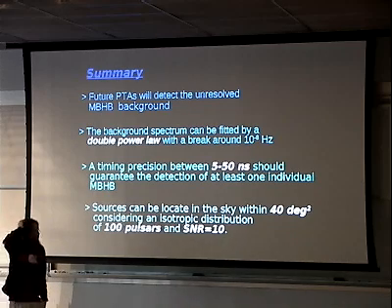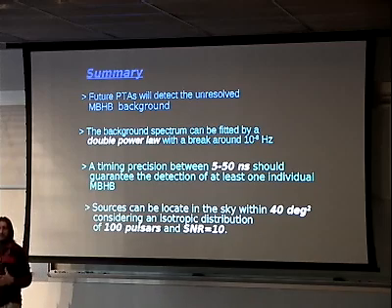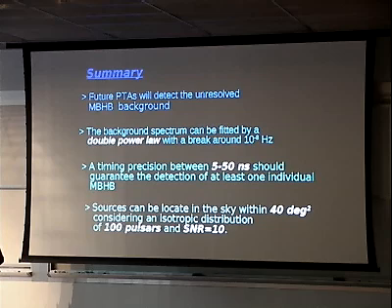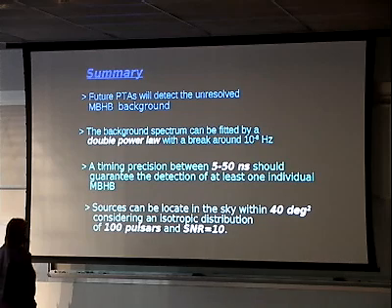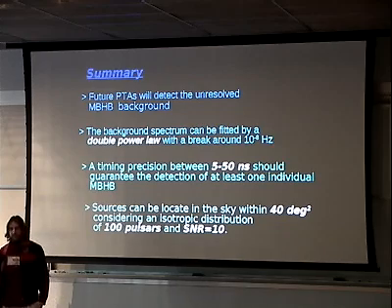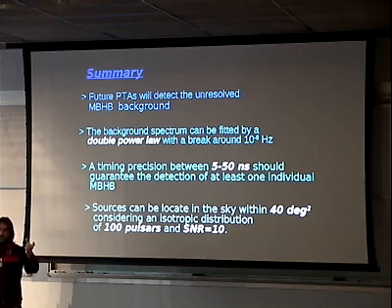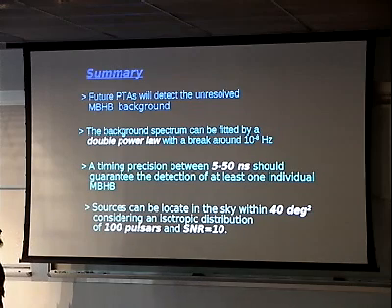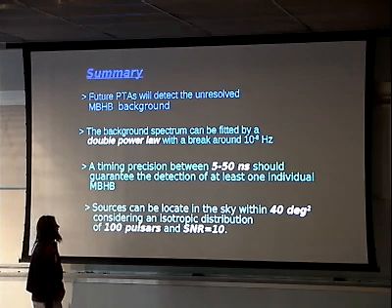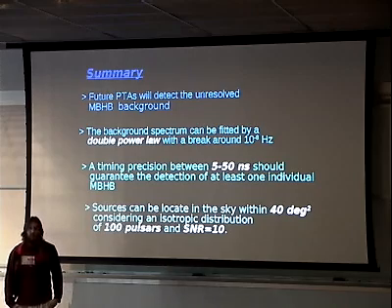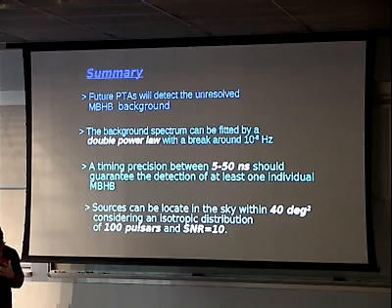But okay, detecting a background is nice and whatever, but people also want to detect a real gravitational wave from a single source. To do that, you need a much better timing precision with respect to what is achieved now. And what we find in our models is that 5 to 15 nanoseconds should guarantee at least the detection of one individual source.